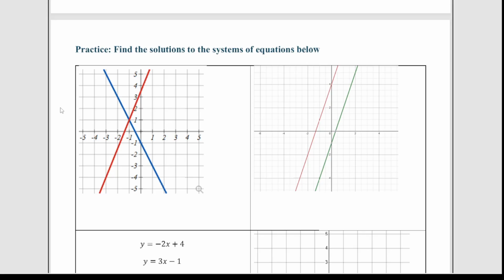So for this first one, this is an independent, consistent system with a single solution at negative 1 comma 1, because that is the point where they intersect. For the second one, it looks physically like these are likely parallel, but it's worth actually confirming. So what I would do is pick two clear points on your graph. So in this case, it looks like it's going up 3 over 1, so this has a slope of 3.